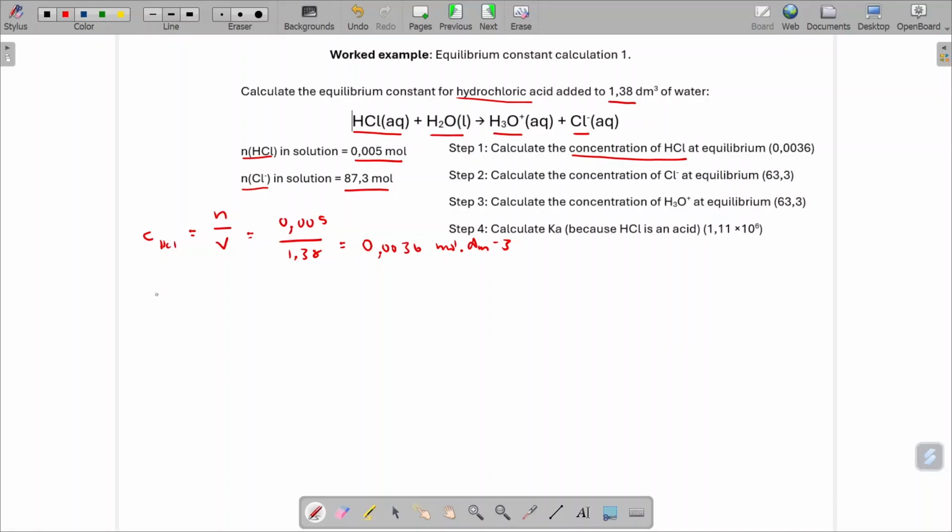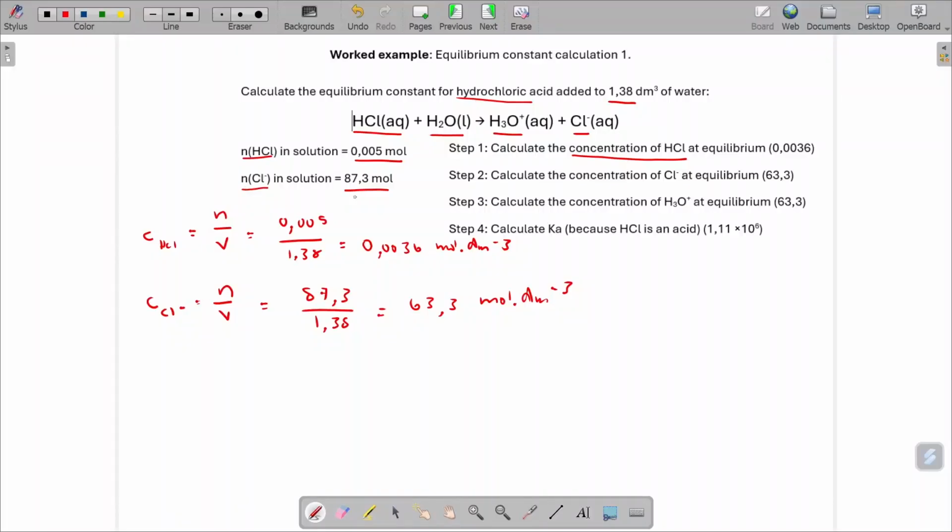Right, now we want to find the concentration of the chloride ions at equilibrium, because we'll use this information when writing the equilibrium constant equation. Right, so the concentration of the chloride ions, because that's going to be our product, will be the number of moles of chloride ions divided by the volume. That's going to be 87,3 divided by our volume of 1,38, and that will give us an answer of 63,3 mole per cubic decimeter.